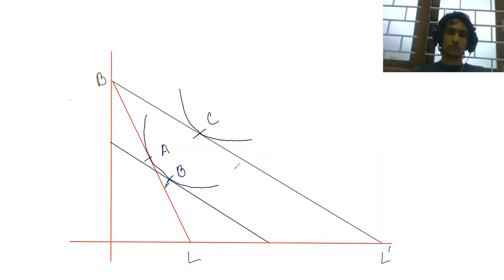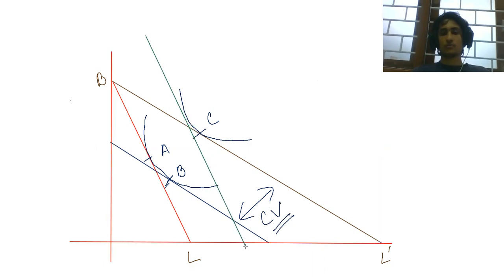Now the difference between the money income of these two budget lines is called the compensating variation. Okay? These two budget lines was called the compensating variation, and the difference between these two budget lines is called the equivalent variation.